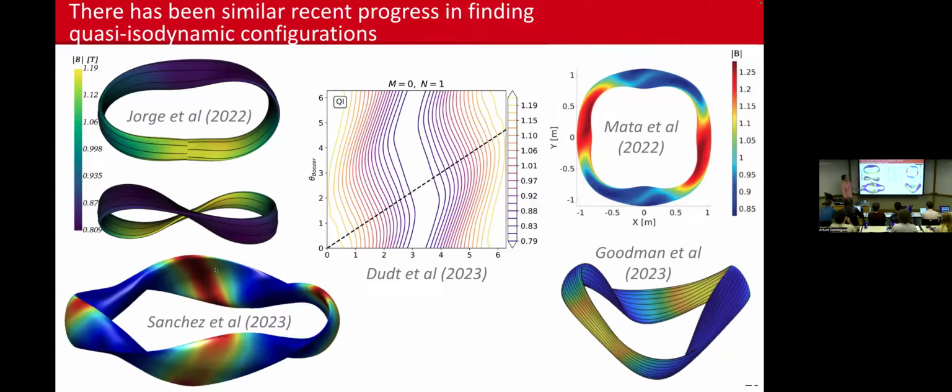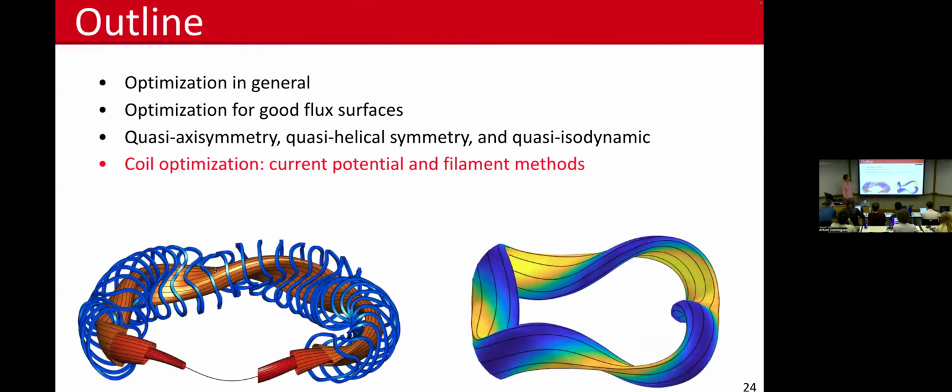I haven't really talked much about QI, quasi-isodynamic configurations, but there's been a lot of progress in this too, with different field periods and different designs, and I'm going to gloss over this. Okay. So I'm going to move on now to talking about stage 2, how you design coils. And maybe I'll just pause for a minute, see if there are any last questions on the first part.